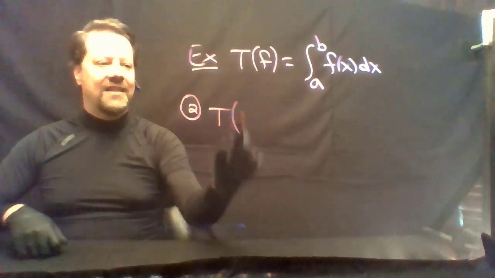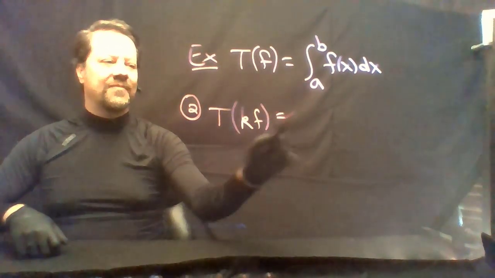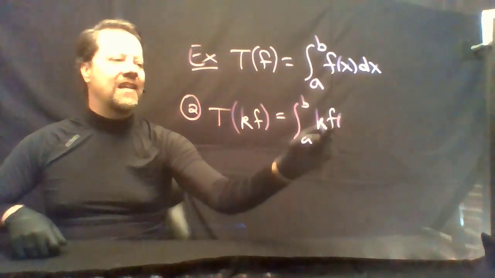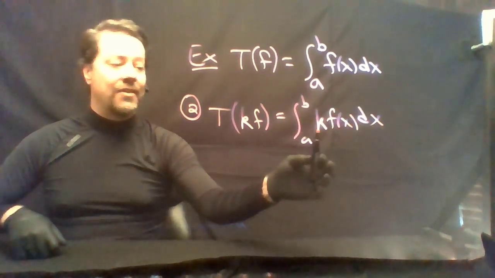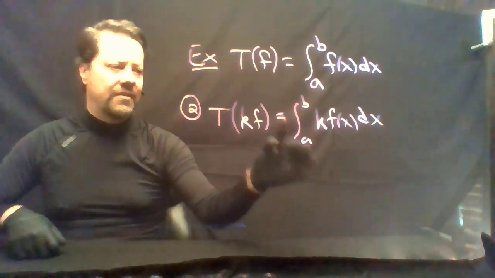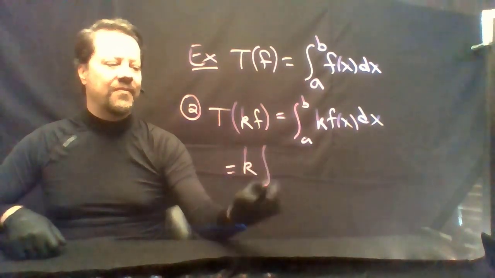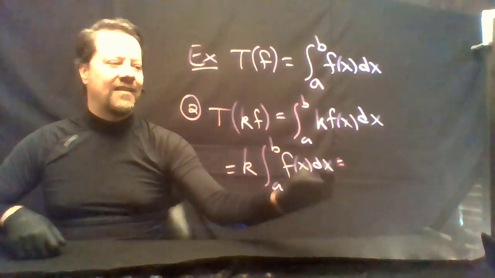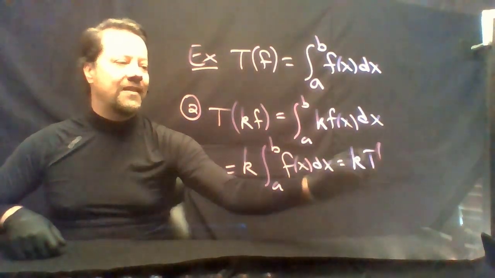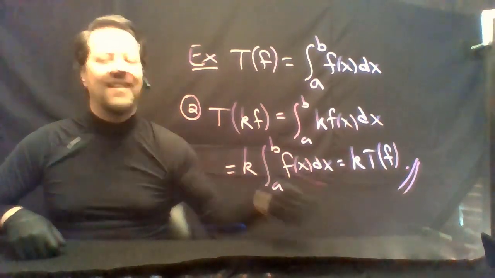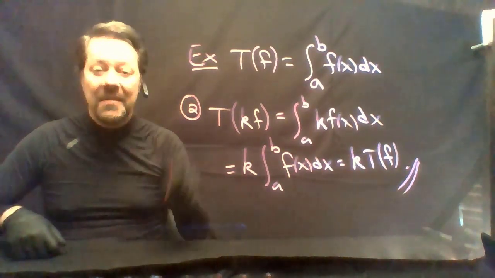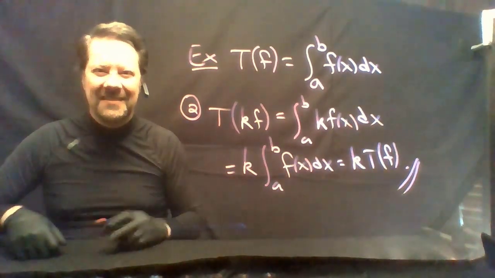Second, T of k times f. That's the integral from a to b of k f of x dx, and you know that constant factors pull out of integrals, which gives you k times T of f. That means that the definite integral is a linear transformation.